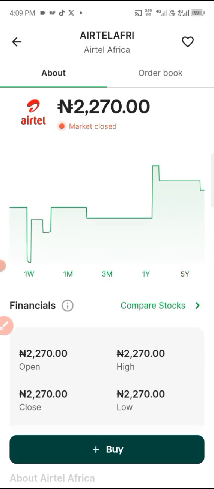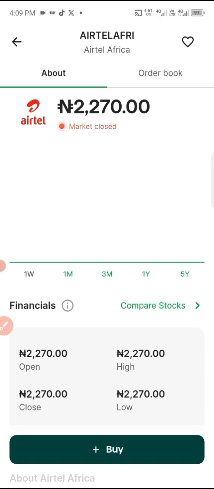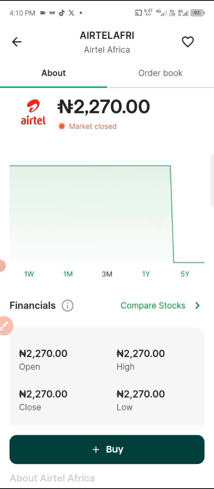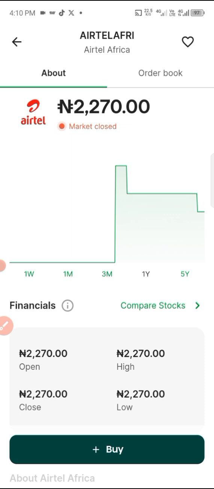So what we do is that we look at 1 week, what has really happened. This stock has been down for over 1 week, and then let's look at what has happened over 1 minute. It's still down. Let's look at what has happened over 3 minutes. It's still down. Let's look at the structural movement of 1 year.